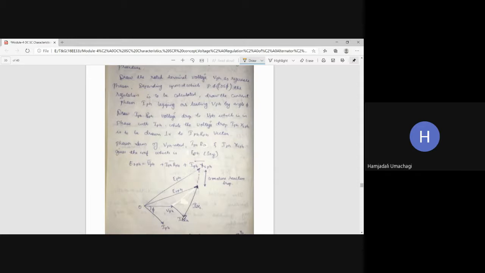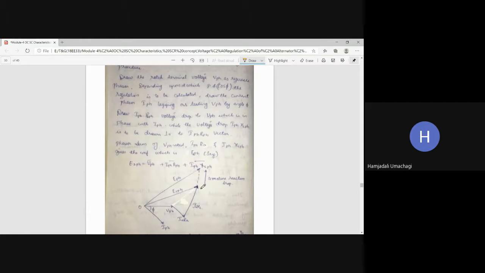After IARA, the next drop, the armature resistance drop, is because of armature leakage reactance, IA into XL. This will be 90 degrees ahead. Now VPH is an EMF quantity, IARA is also an EMF quantity, and IA into XL is also an EMF quantity. If I take the vector sum of VPH, IARA and IAXL, then this vector sum we call E1PH.